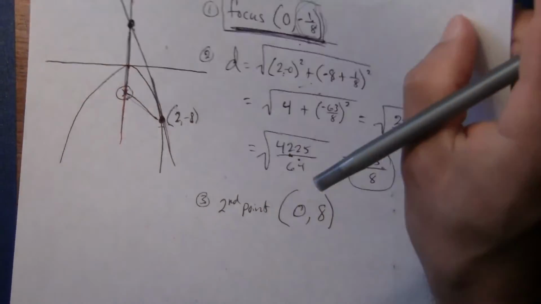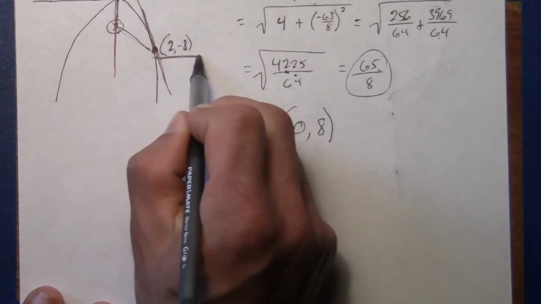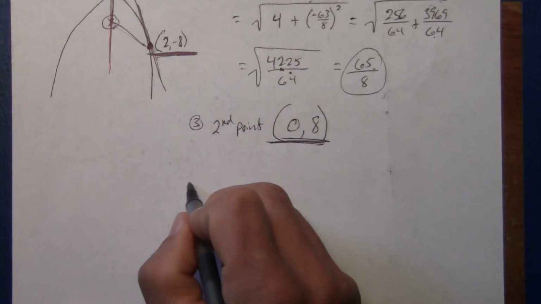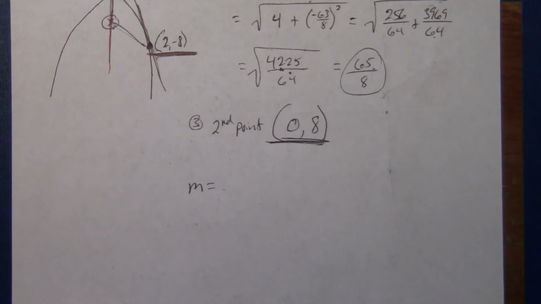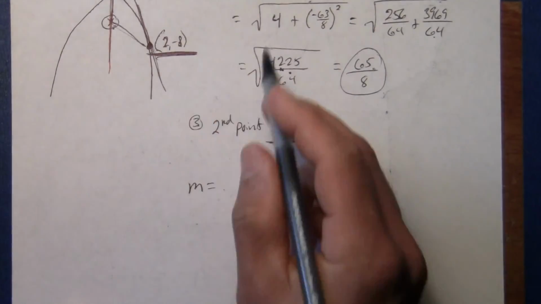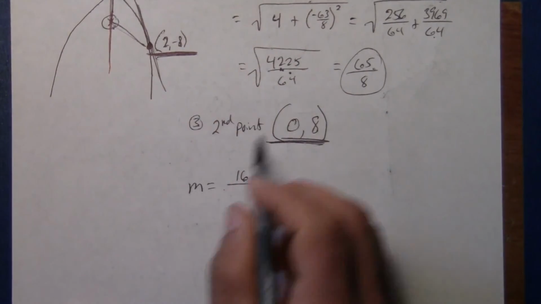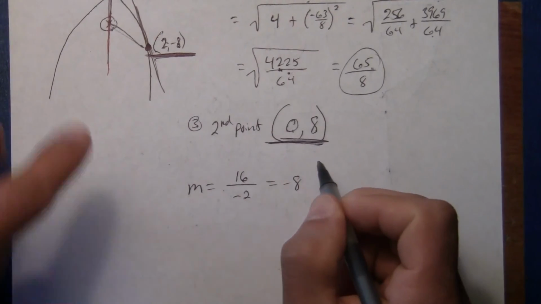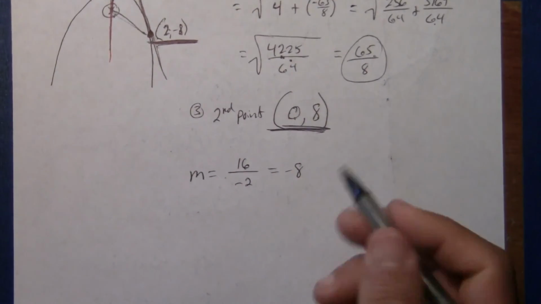And now my last step, I've got this point on the tangent line, this point on the tangent line. Go ahead and find your slope, and then write your y equals mx plus b equation. So it's 8 minus a -8, or 16, divided by 0 minus 2. Ask yourself if that makes sense. Looks like it's a negative slope, so yeah, it probably should be -8.